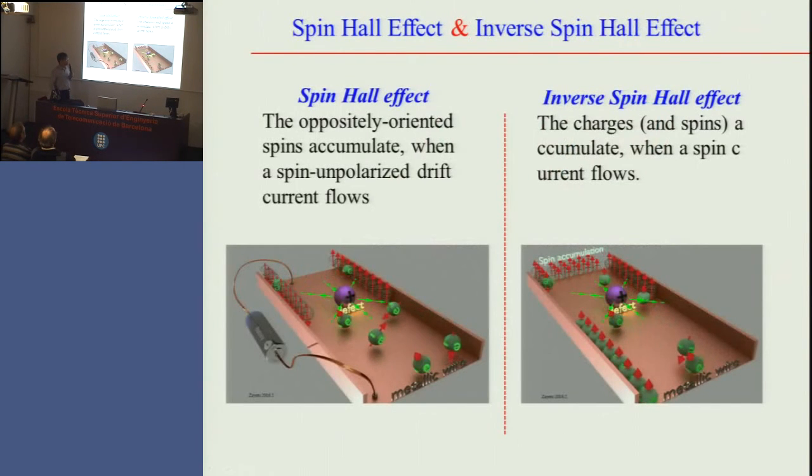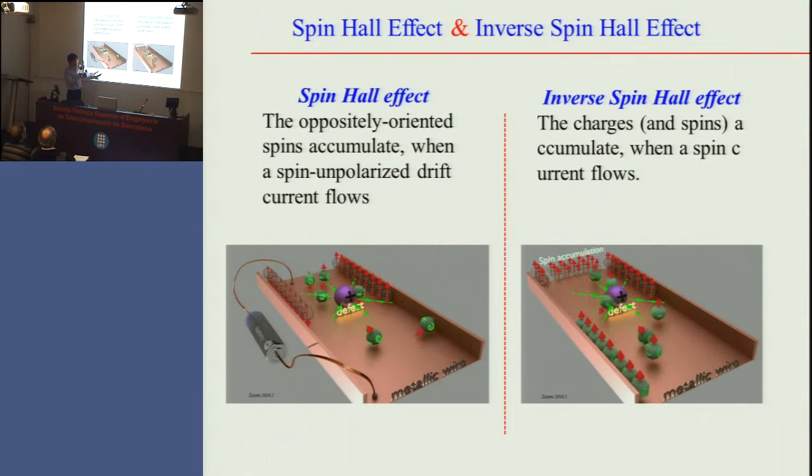What I'm going to show now is the spin-Hall effect and the inverse spin-Hall effect. They have the same physical origin. If you flow a spin-unpolarized, normal current, then depending on the spin orientations, the electrons can accumulate: spin down accumulates on this side, and spin up electrons accumulate on that side. So spin accumulation can happen in the spin-Hall effect.